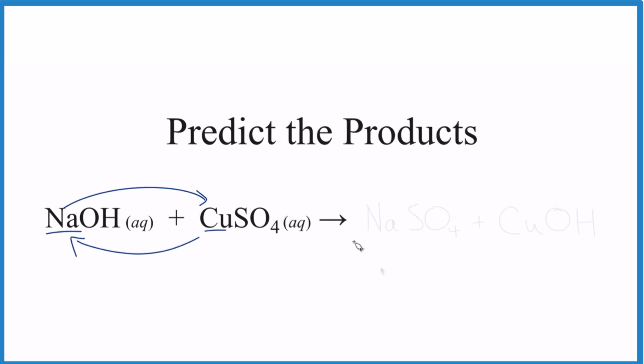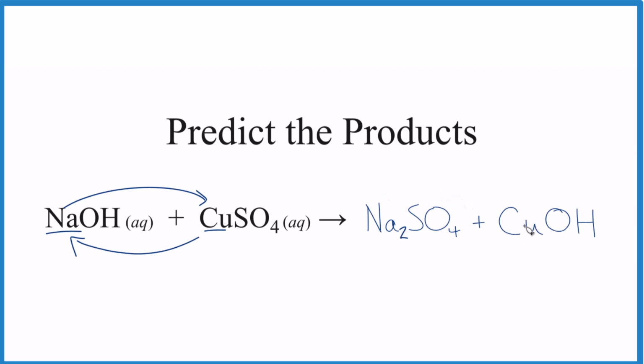So we can end up with this here. The problem is we need to make sure the charge is balanced for each one of these compounds. There's a link at the end of this video on how to do that. But sodium, that's always 1 plus, and the whole sulfate is 2 minus. So these need to balance out. We need 2 sodiums. So we have Na2SO4.